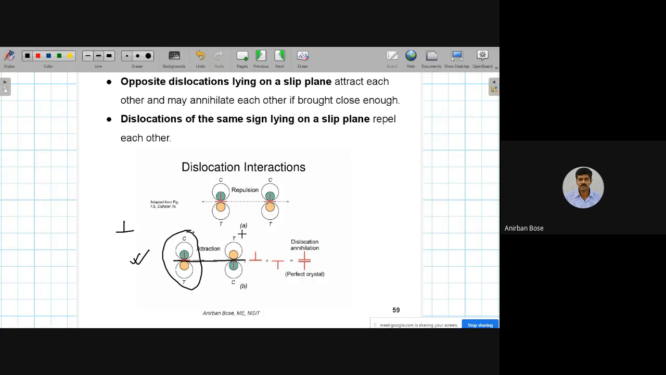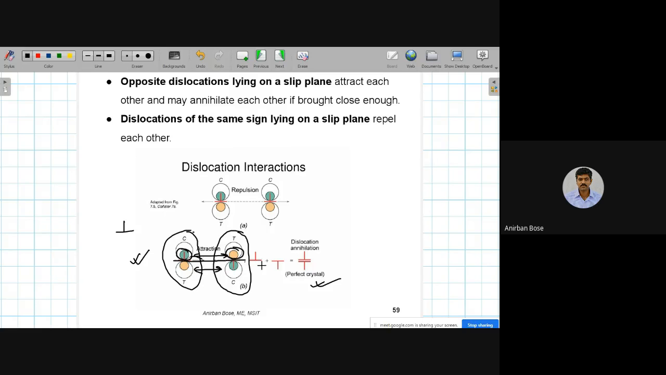Now definitely if they come close, there will be a tendency for them to merge with one another and form a perfect crystal, because here there is some compression and there is some tension. Ultimately they will cancel, and the whole dislocation will annihilate if they merge. In this way they attract each other, because that is energetically favorable. I think this part is quite obvious.